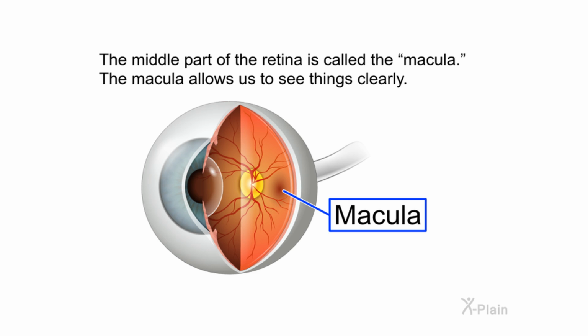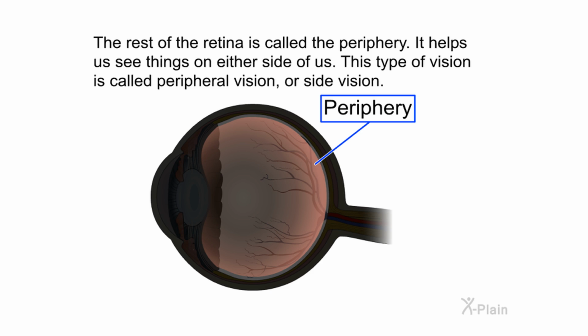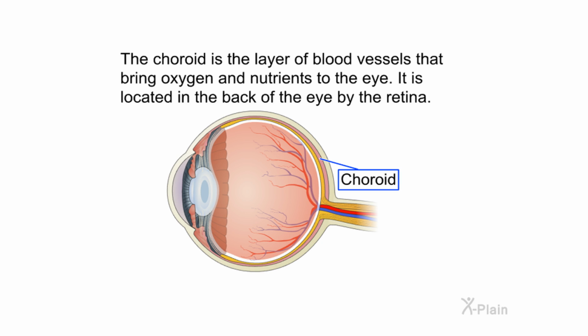The middle part of the retina is called the macula. The macula allows us to see things clearly. The rest of the retina is called the periphery. It helps us see things on either side of us. This type of vision is called peripheral vision or side vision. The choroid is the layer of blood vessels that bring oxygen and nutrients to the eye. It is located in the back of the eye by the retina.